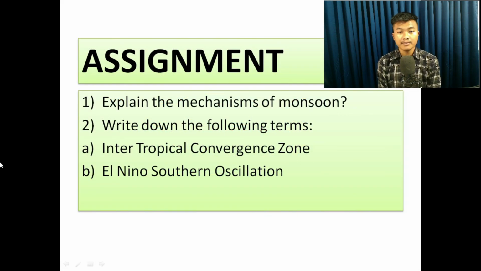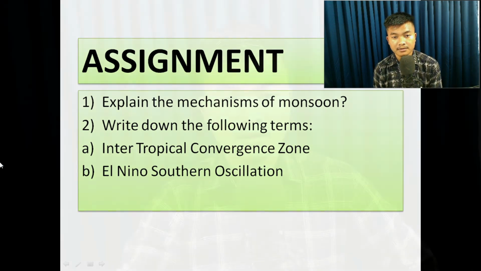And for your assignment, we have 3 questions. Number 1, explain the mechanisms of monsoons. Number 2, write down the following terms: A, intertropical convergence zone, and B, El Nino Southern Oscillation. Write down your assignments neat and tidy.